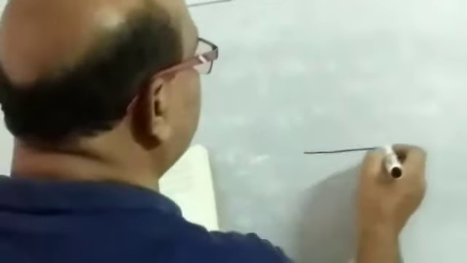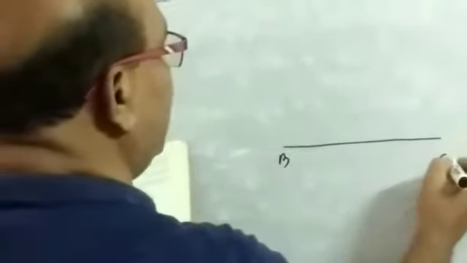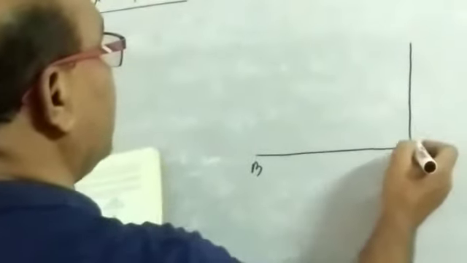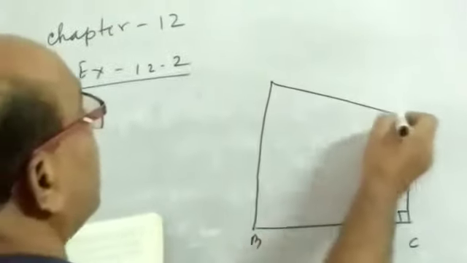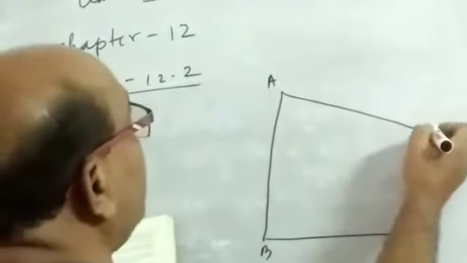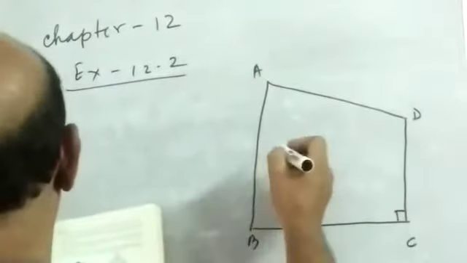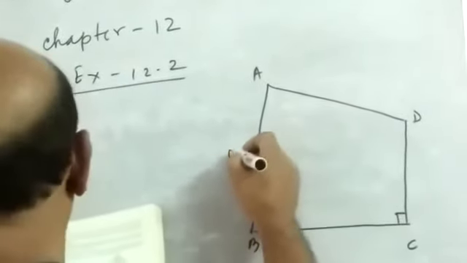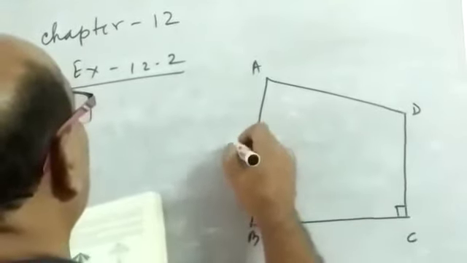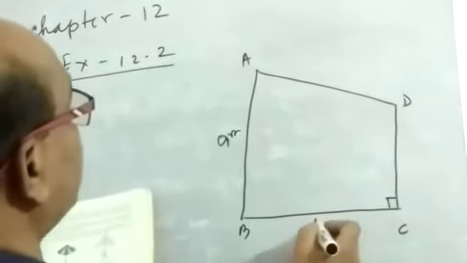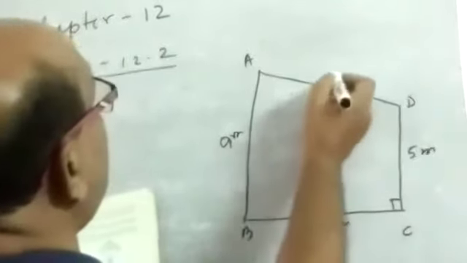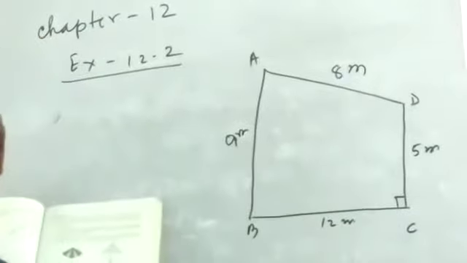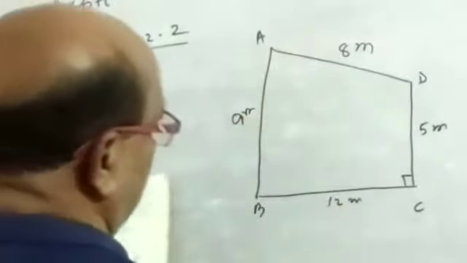So, here you see angle C is given. Suppose this is B and C. This 90 degree is given. Now, suppose it is A, and it is ABCD. Now AB is given as 9 meter. Then BC is 12 meter. Then CD 5 meter. Then AD 8 meter. Now you see here.